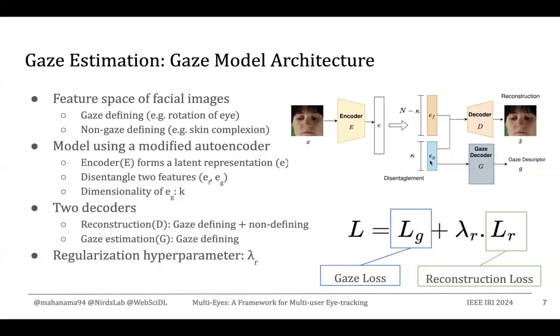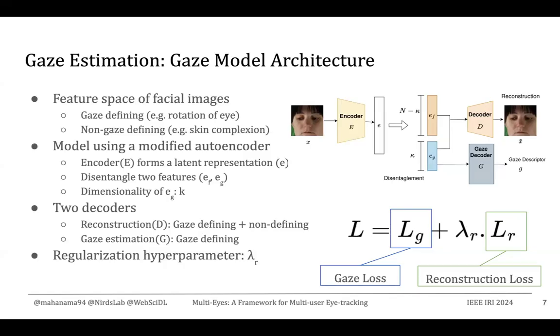Then we use two decoders in the next step. The first uses all the features and reconstructs the image, and the second one uses the gaze-defining features and estimates the gaze deviations.